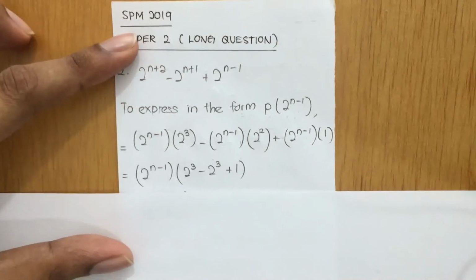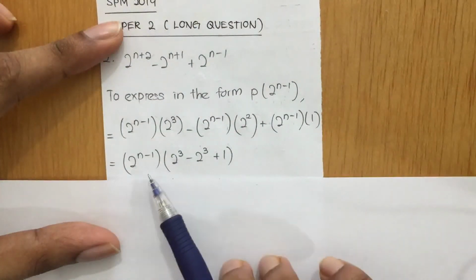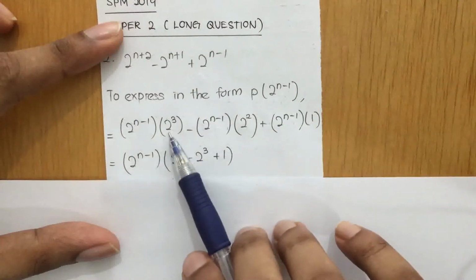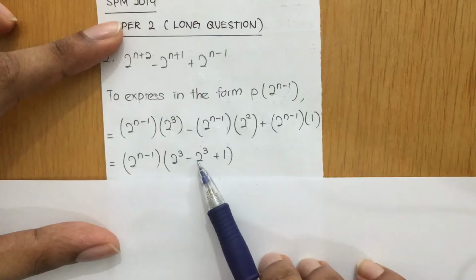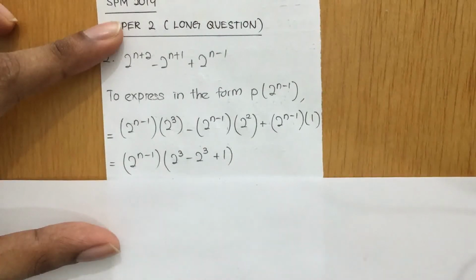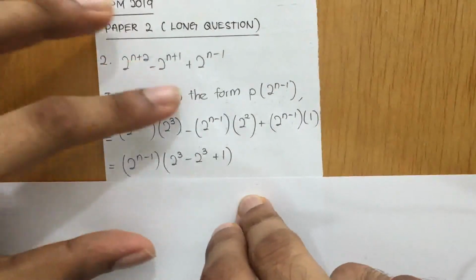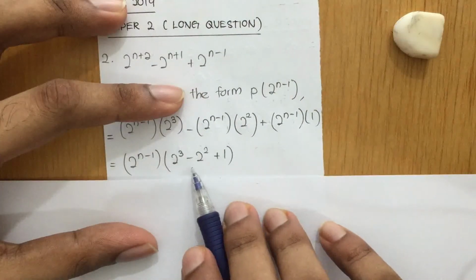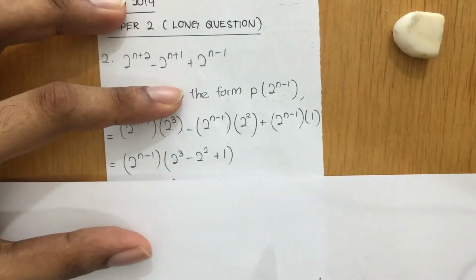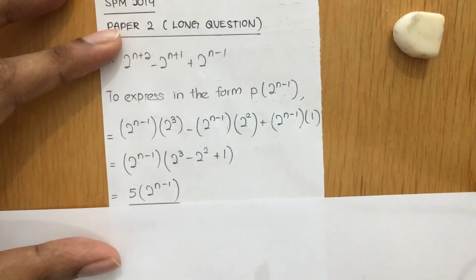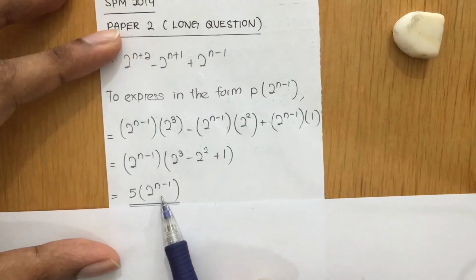Now we factor out the 2 to the power of n minus 1, and then we group all the numbers together. 2 to the power of 3 minus, this one should be 2 square, guys. There is a mistake over here. So 2 to the power of 3 minus 2 square plus 1. So 8 minus 4 plus 1. So you should get 5 in a bracket 2 to the power of n minus 1.